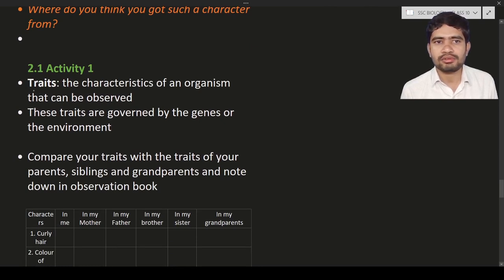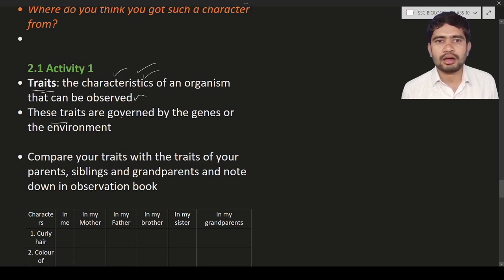In the activity 1, first we will discuss about the traits. So just now we have discussed that traits are nothing but observable characters. So the characteristics of an organism that can be observed. So what you can observe in the particular organism. In case of you, you may have the curly hair. So this is one character, and you may have the fair skin. That is one. And you may be tall. Your height may be very tall. That is another characteristic, and so on. These all are the characteristics that can be observed. These are nothing but traits.